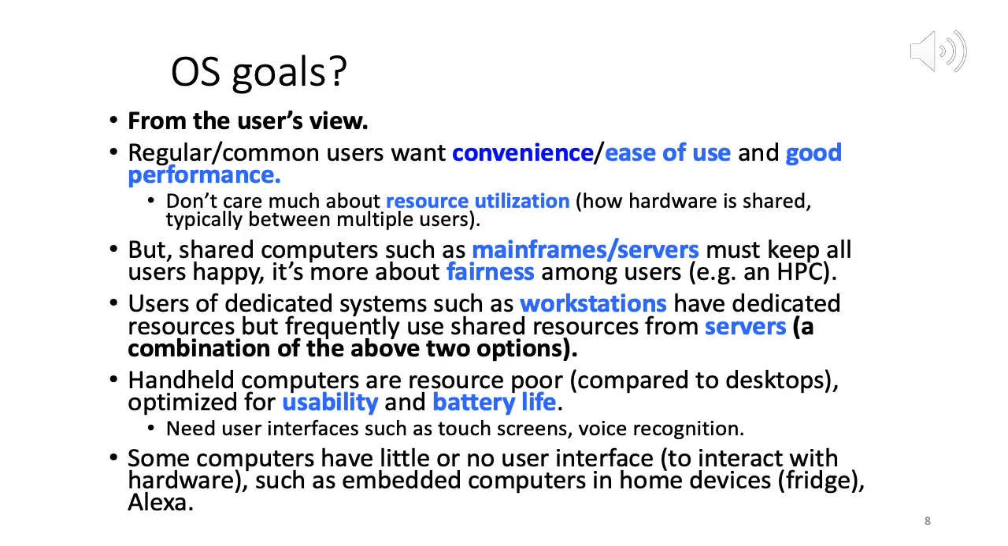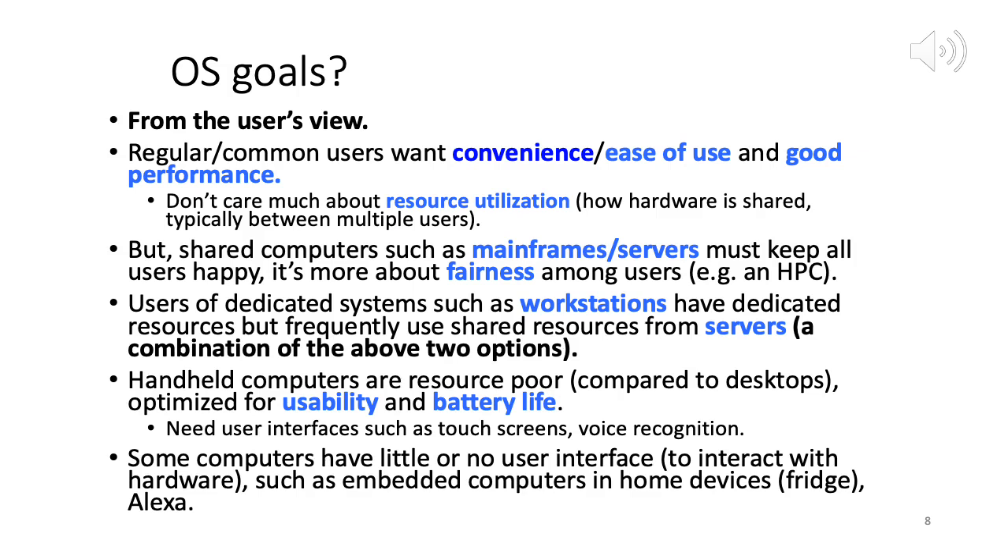You also have users of dedicated systems such as workstations. So they have dedicated resources, but frequently use shared resources from servers. So this is a combination of the above two options. So you have a workstation in which convenience, ease of use, and good performance are there, and at the same time fairness is also there. So you have systems with a combination of two options.